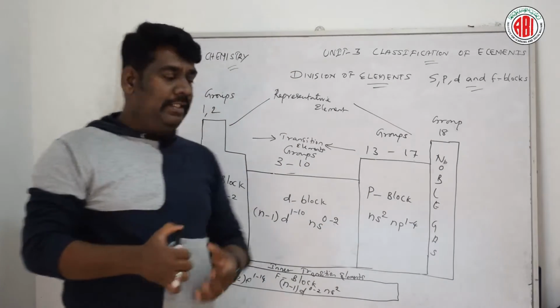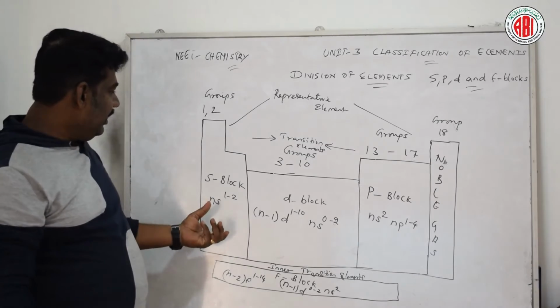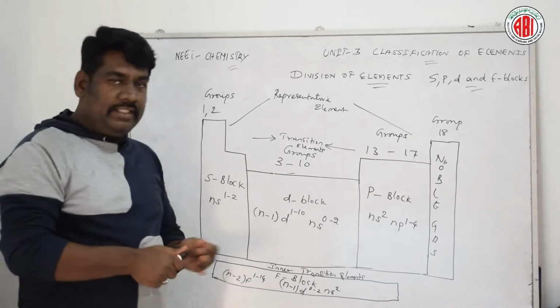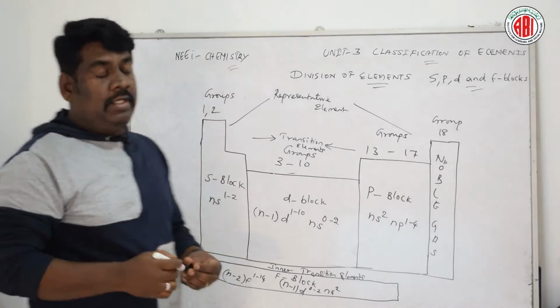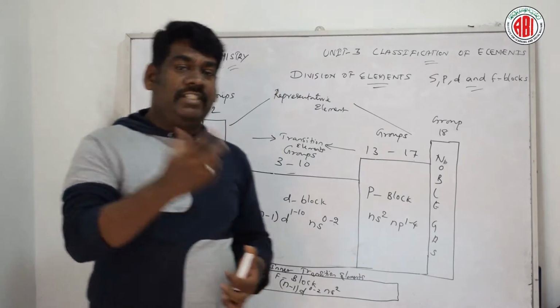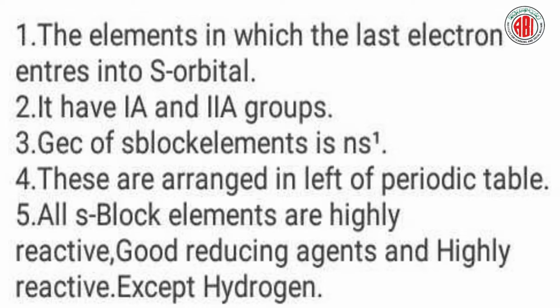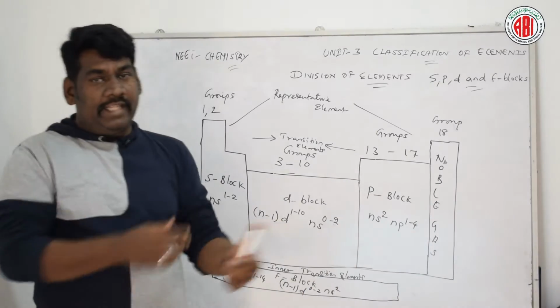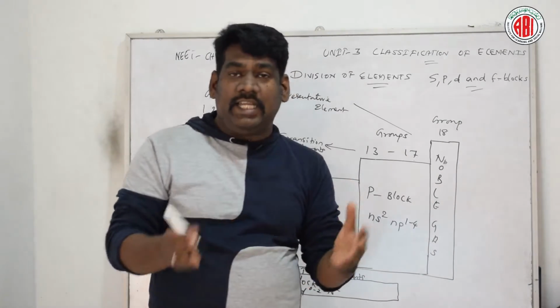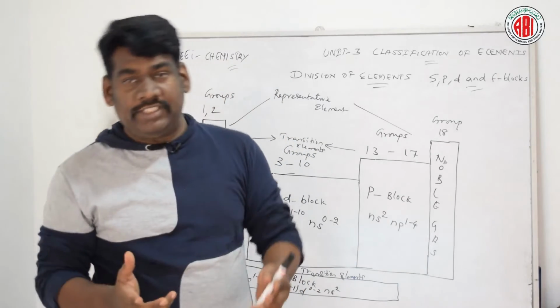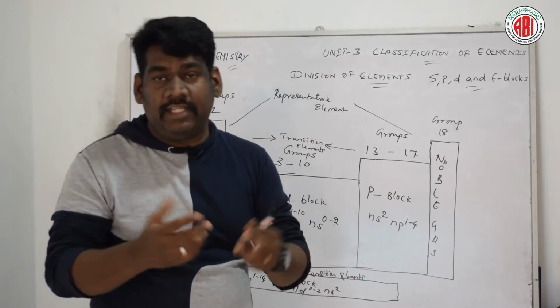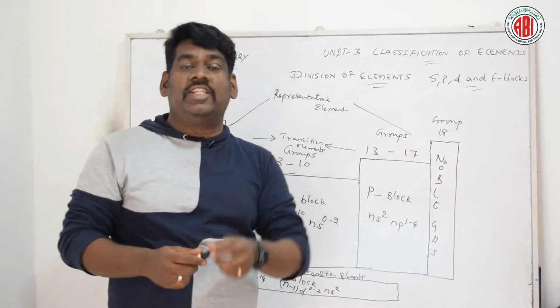Based on that, let us first talk about S block elements: how these S block elements are placed in the long form periodic table, and what the major characteristic features of these S block elements are. Let us see. The elements in which the last electron enters the S orbital of their outermost energy level, or the outermost energy shell, are called S block elements.